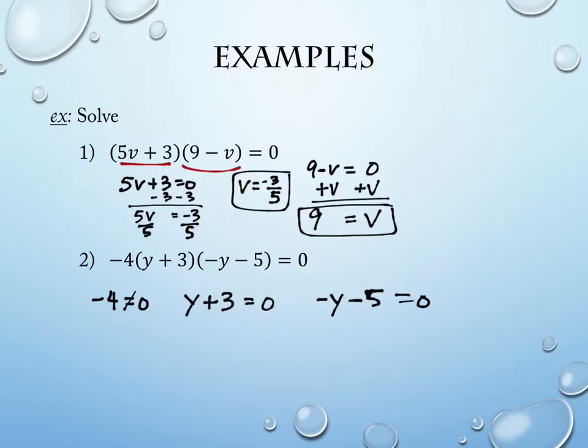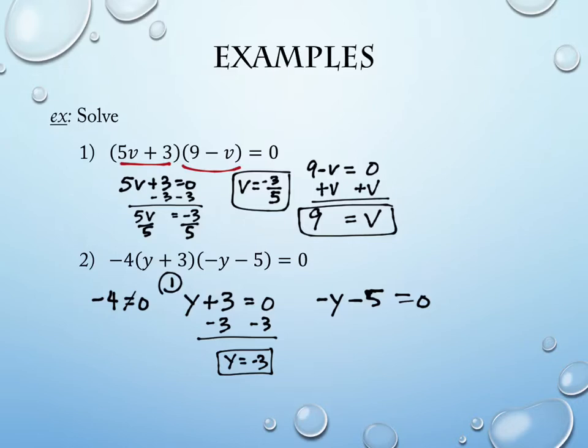So what is the first thing I'm going to do with, we'll call this number 1, the y plus 3? Yeah, I subtract 3. And nicely enough on this one, that means I'm actually finished at this point because y is alone.